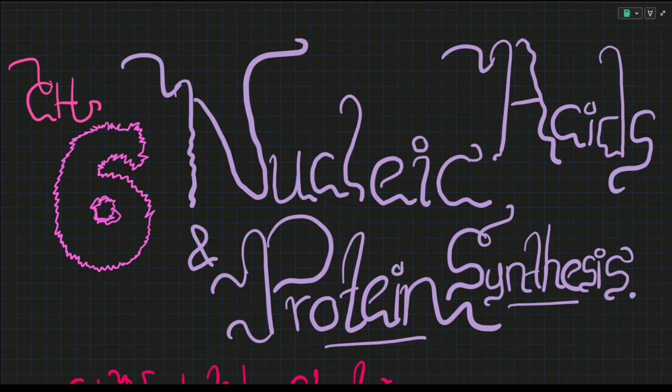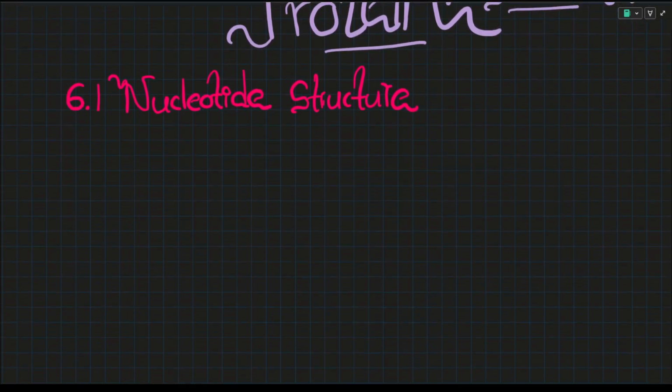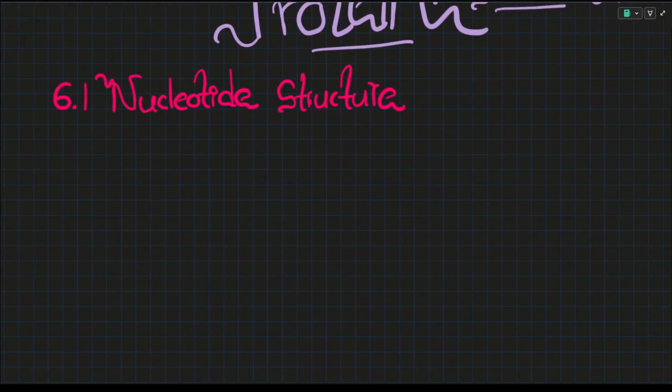Chapter 6 focuses on nucleic acids and protein synthesis, the biological process by which new proteins in the body are synthesized. Under this chapter, we will be starting off by looking at the structure of nucleotides. Now, you have two major types of nucleotides you should know, and then apart from that, you have a subtype of nucleotide you should know. So, let me write down as a point.